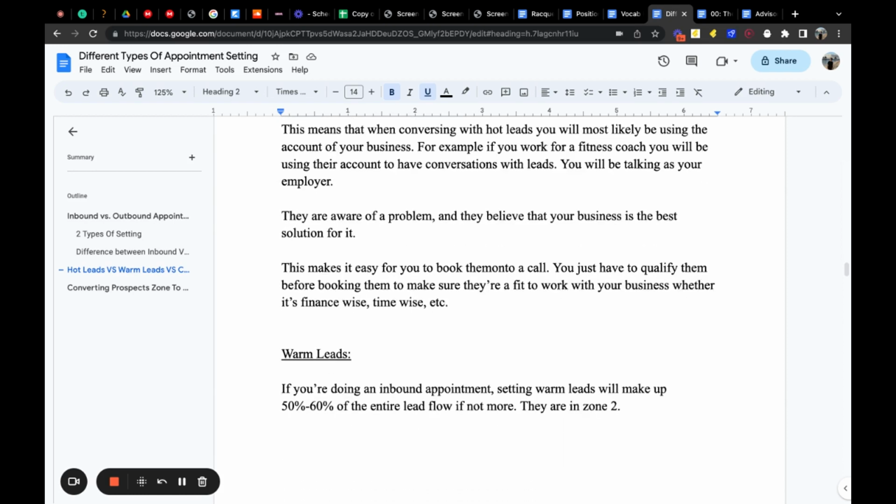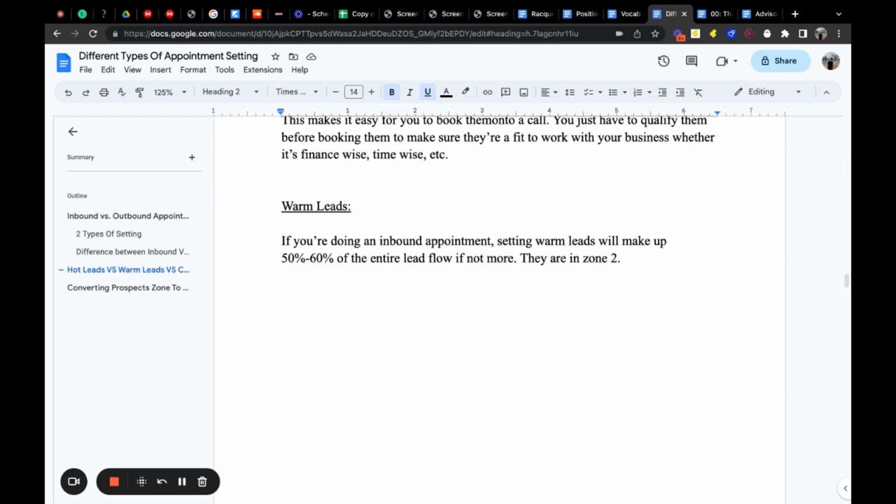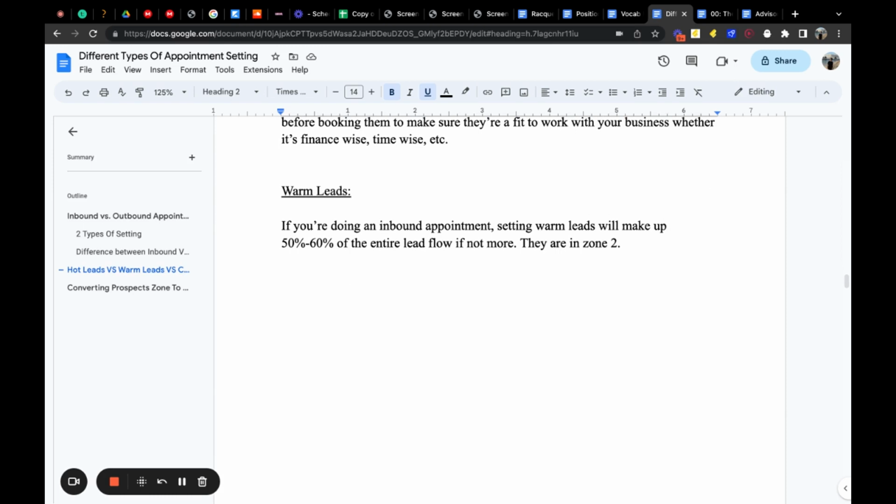Now, let's move on to warm leads. If you're doing an inbound appointment setting offer, warm leads will make up 50 to 60% of the entire lead flow, if not more, because it really takes a lot of content for someone to consume before they can become a hot lead.